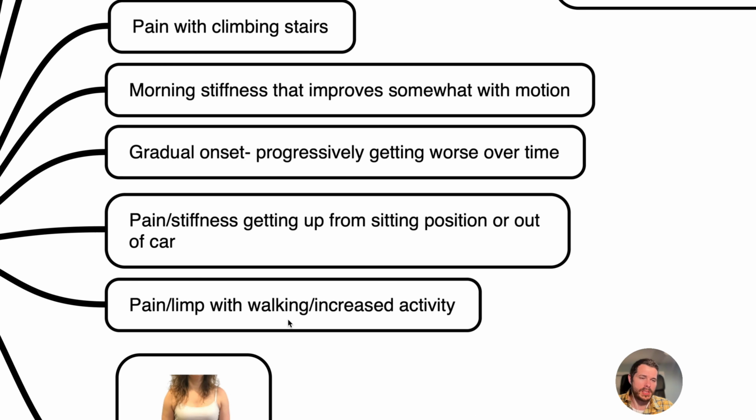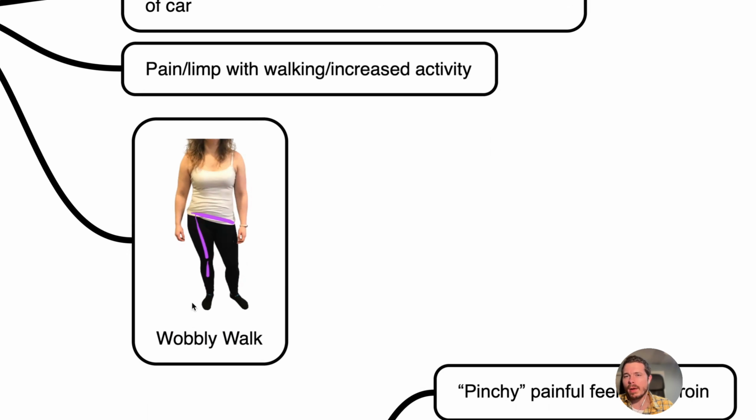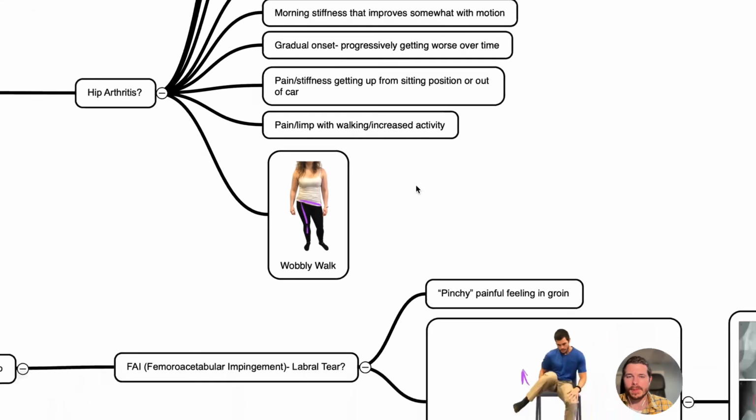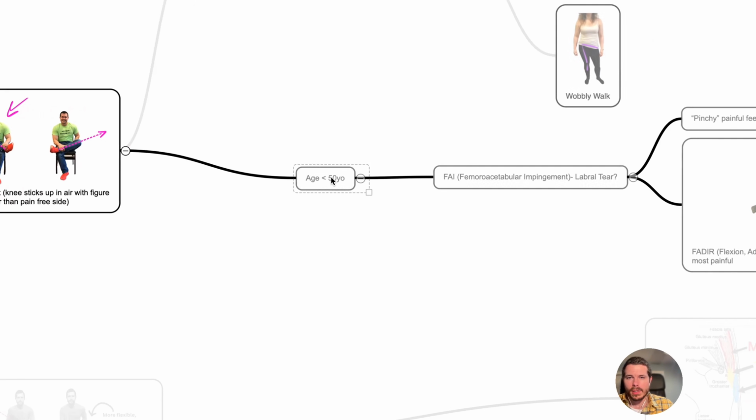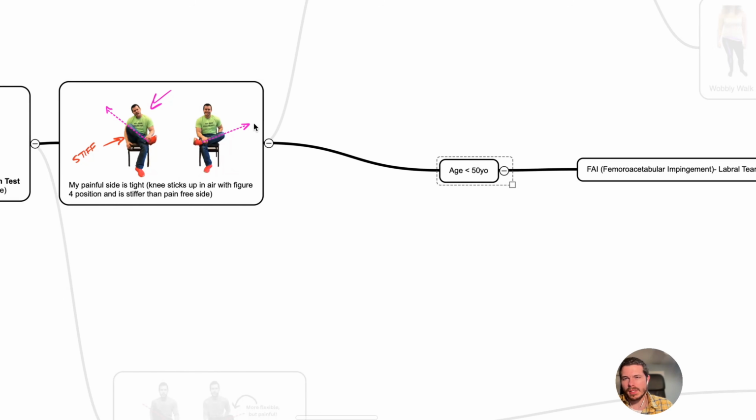The more you walk, the more activity you do, the more you're loading the hip joint itself, the more you experience symptoms. And oftentimes there's a wobbly walk whereby people teeter side to side as they're walking because it's painful and they're trying to compensate for weakness or issues on that side. So that's hip arthritis.